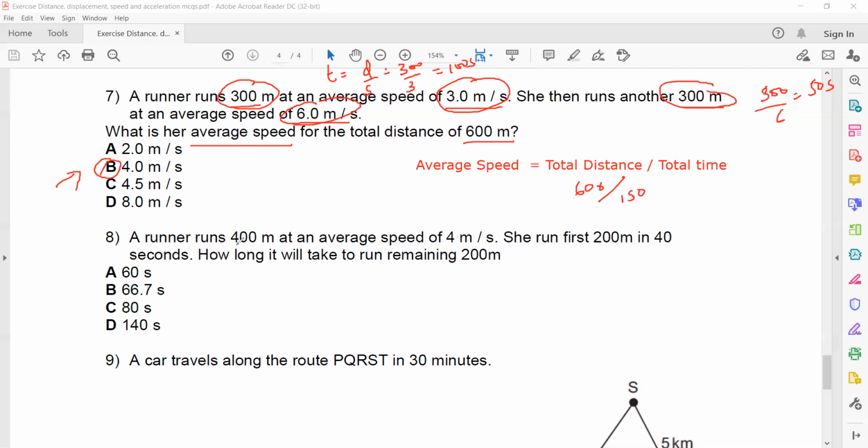In question 8, a runner runs 400 meters with an average speed of 4 meters per second. So if the first 200 meters he covered in 40 seconds, how long will it take for the remaining 200 meters? So the total time to run 400 meters will be 400 divided by 4, that is equal to 100 seconds. So 100 seconds is the total time to complete the race.